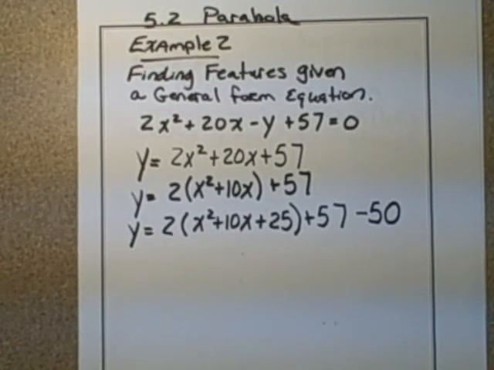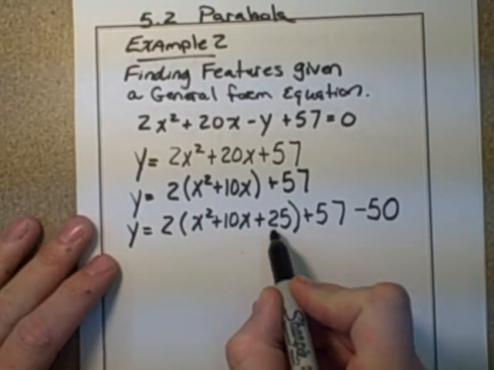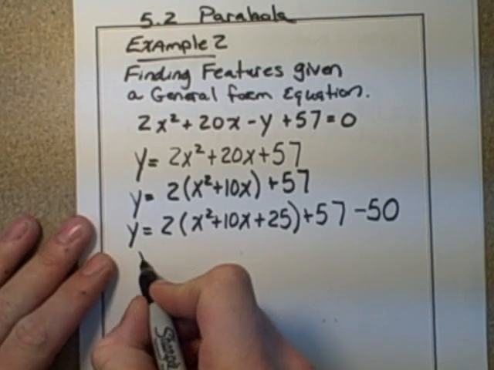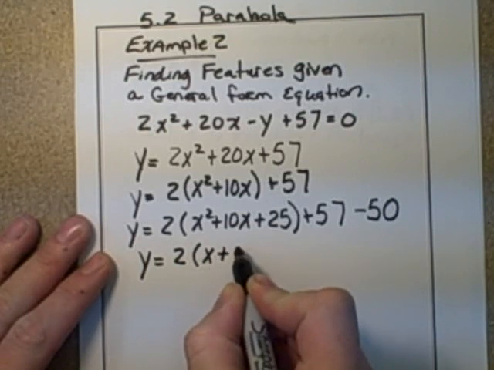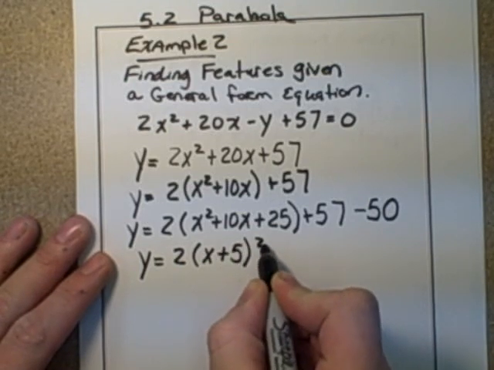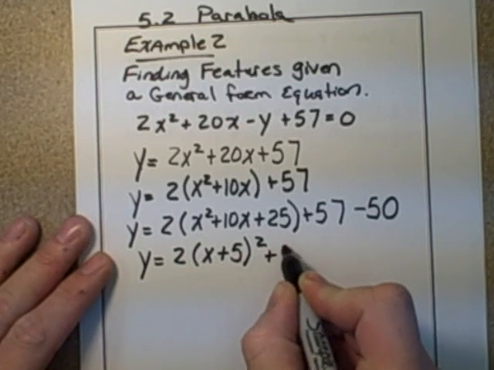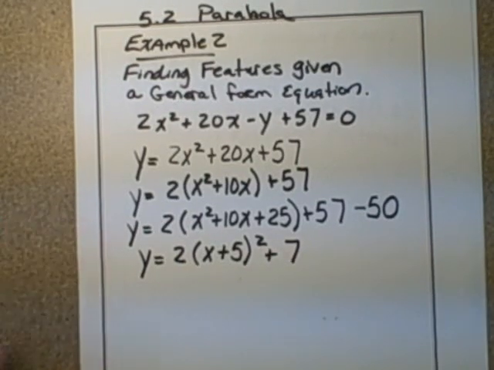So now what we do is we factor this trinomial into a binomial. So this is y is equal to 2 times x plus 5 all squared plus 7. And there we have a standard form of a parabola. We would then begin to work with it as we did in our example in our second tutorial. We then try to analyze it to find the vertex and all the other characteristics.